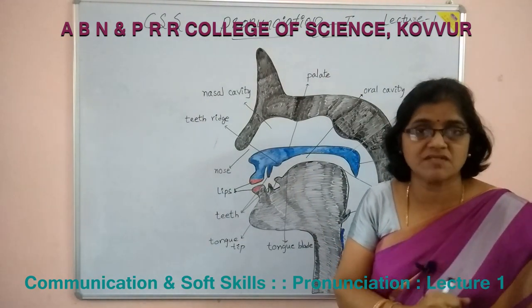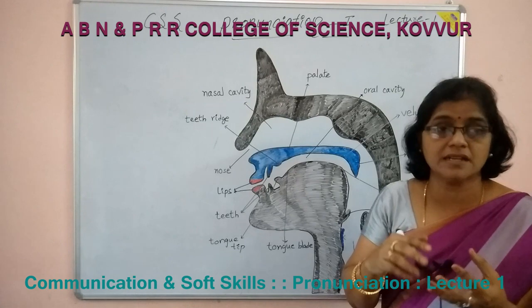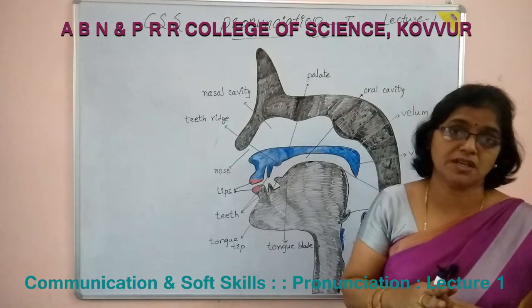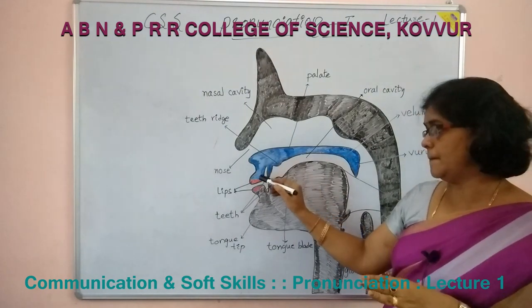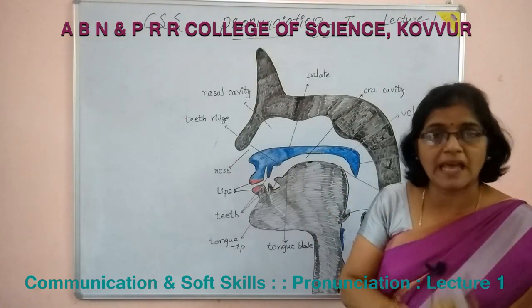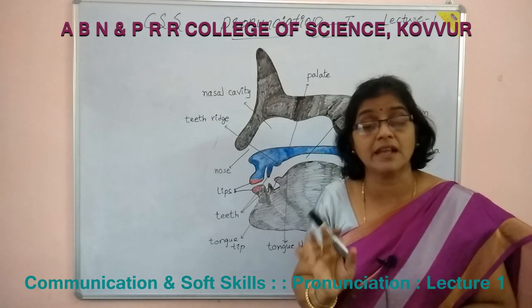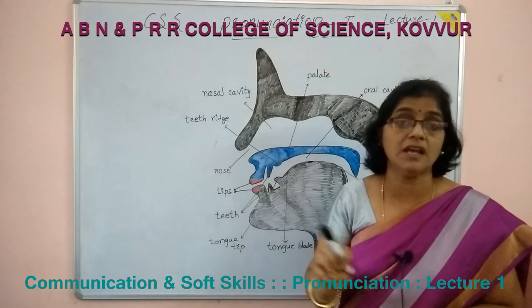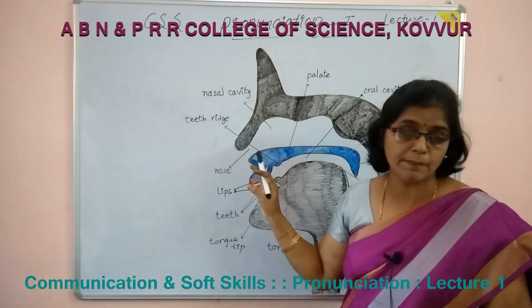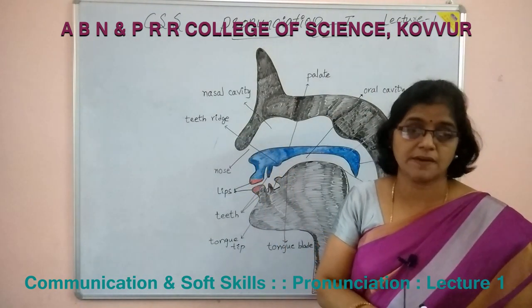What do you mean by passive articulators? Passive articulators are the organs which remain stationary. For example, upper lip, teeth ridge, hard palate, soft palate, etc. Those are the examples of passive articulators. As we can't move them, they remain stationary.